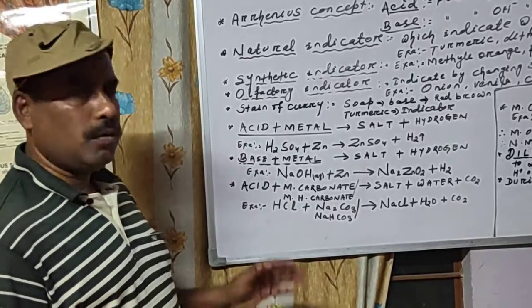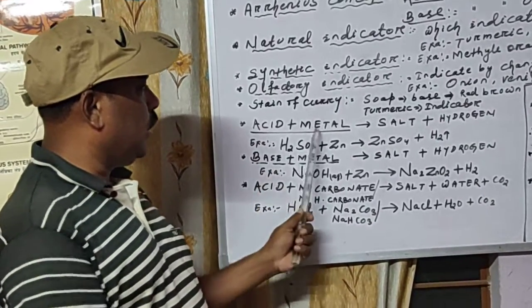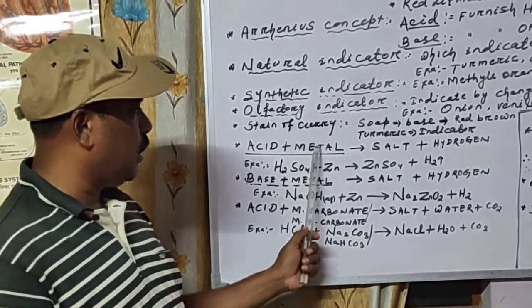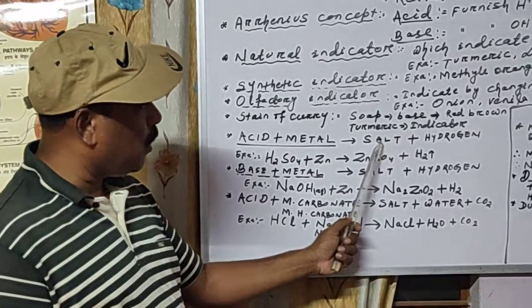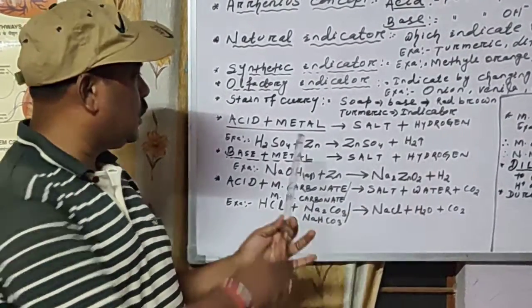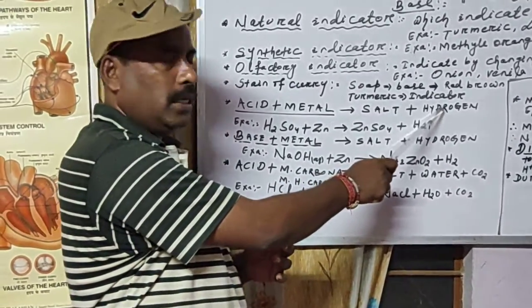Now the second part will come: what happens when acid reacts with metal? What happens when acid reacts with metal? It produces salt and hydrogen gas. When acid reacts with metal, then it produces salt and hydrogen gas.